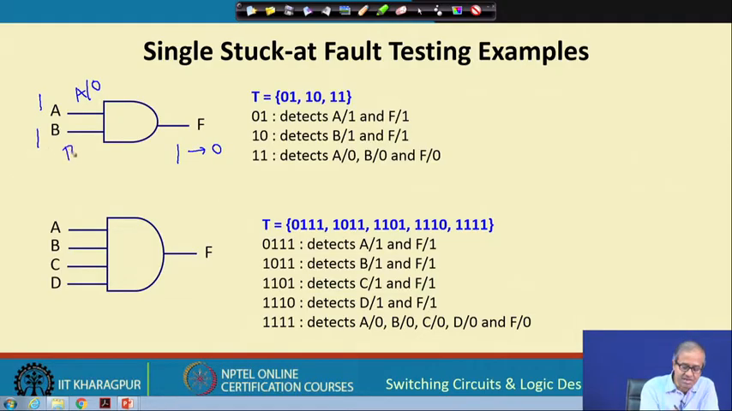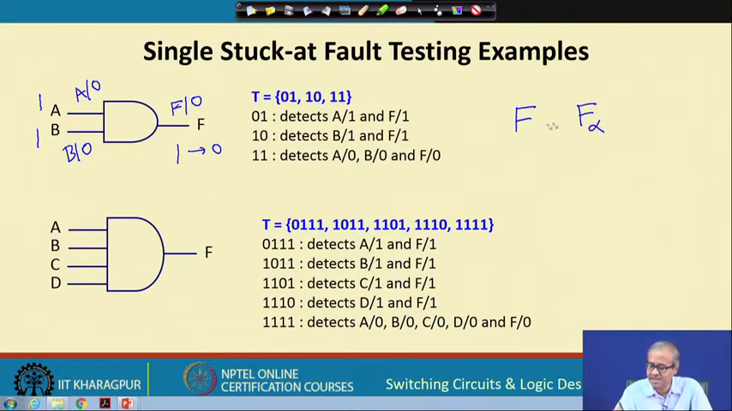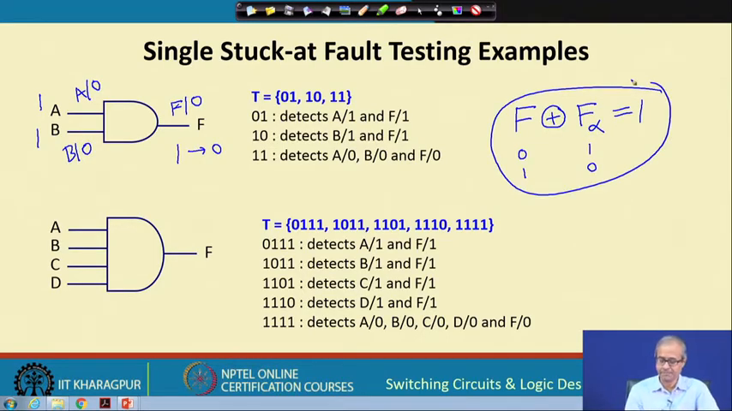The second one, B stuck at 0, can also be detected, that will also change, and the third one, this F stuck at 0, can also be detected. So, you can detect a fault if the fault free output and the faulty output, let us call it F alpha, are different, which means their exclusive OR is equal to 1. Exclusive OR equal to 1 when they are either 0 1 or 1 0, meaning they are different. This is the necessary condition for the detection of a fault.